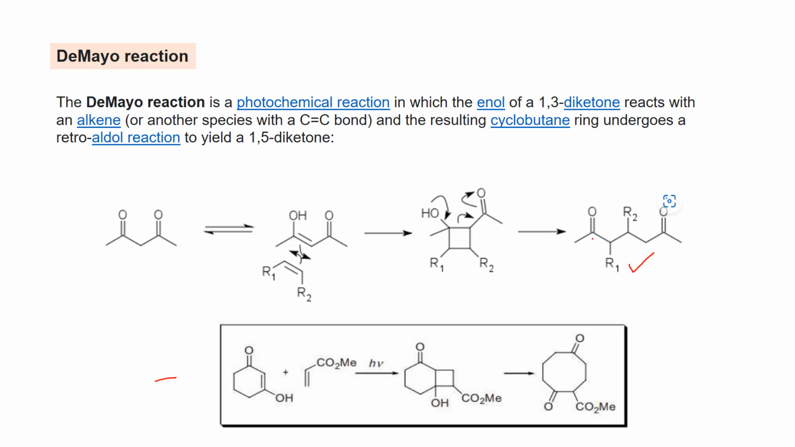carbonyl systems. See, these two carbonyls are initially there. Now this alkene part just enters between them, increasing two carbons. So now if you want to increase the number of carbons between two carbonyl groups by two, you can perform this De Mayo reaction. In case of a cyclic system, if you want to increase the ring size, in that case also you can use this De Mayo reaction.